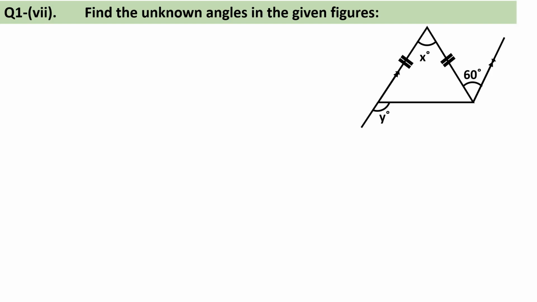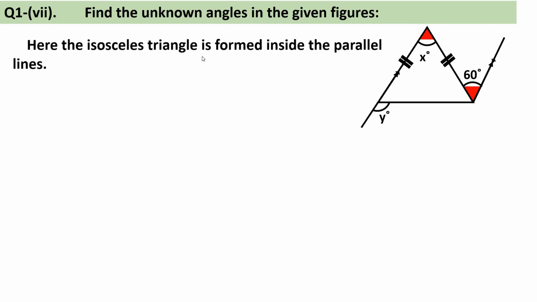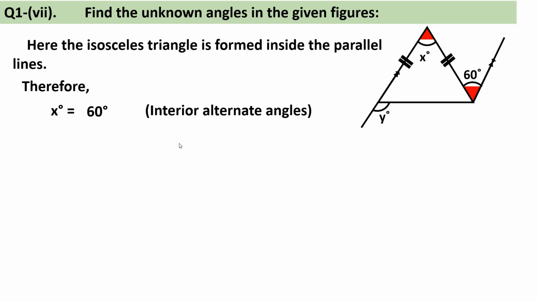This is the property of parallel lines. So let us use that first property of parallel lines. Here the isosceles triangle is formed inside the parallel lines. So these are the two interior alternate angles. Therefore here we can say that angle x degree is equal to angle 60 degree. By which property? Interior alternate angles of a pair of parallel lines. Therefore we now have got the value of x, which is 60 degree, and this x is the vertical angle.